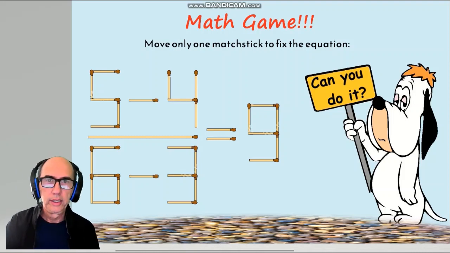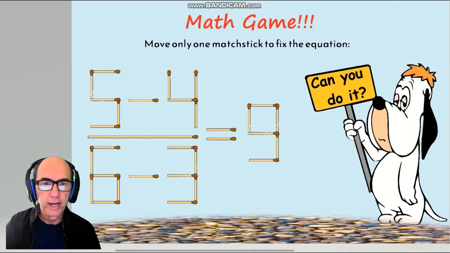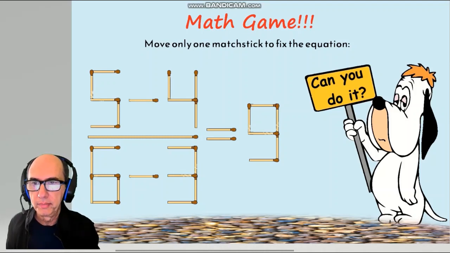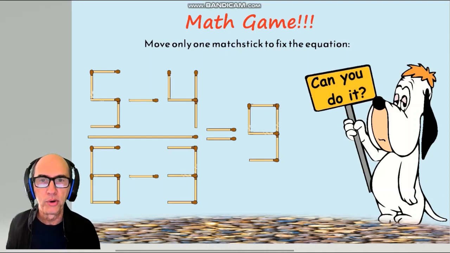Welcome back to our intermediate algebra course, and today we will cover section 6.4, dividing polynomials. Since we are working with rational expressions, with fractions, the puzzle is about it. Move only one matchstick to fix the equation. I like these puzzles because usually you can find more than one way, more than one answer.